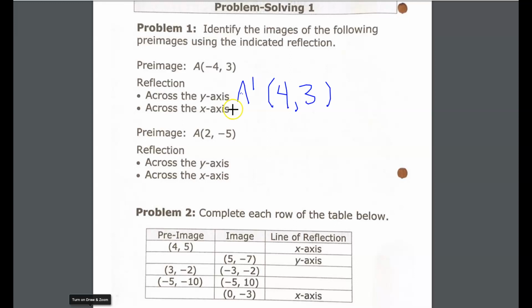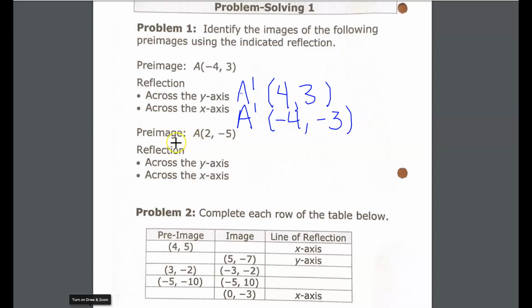Now if we flip it over the x-axis, then the x-coordinate, -4, will be the same. But this time the y-coordinate will become its opposite, -3.